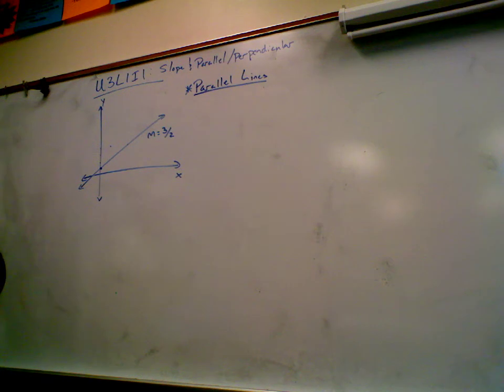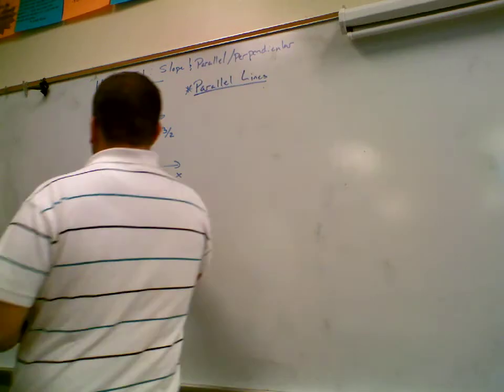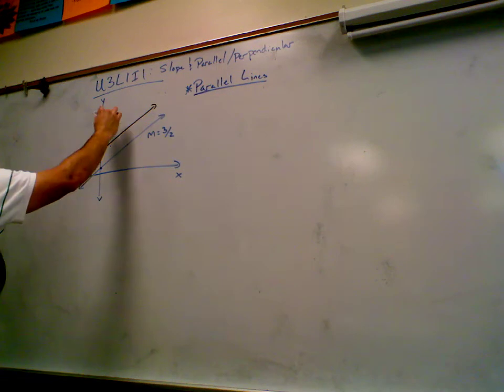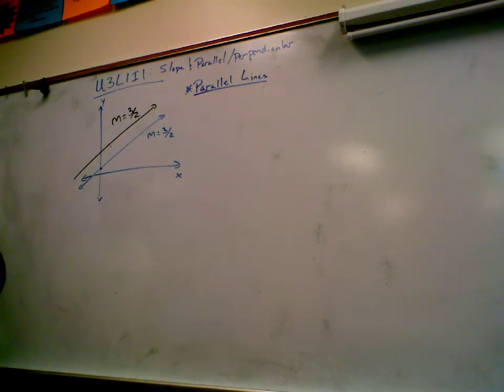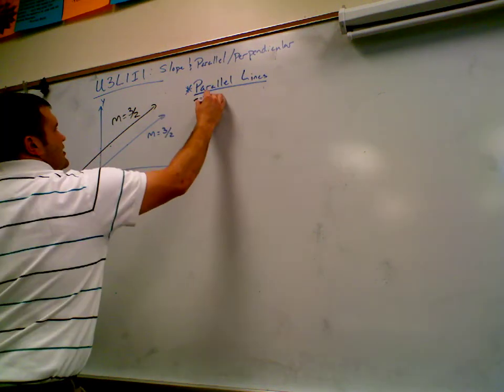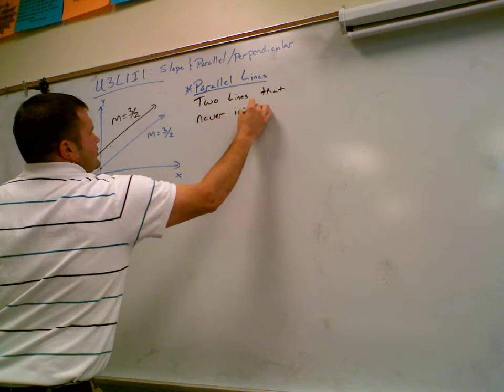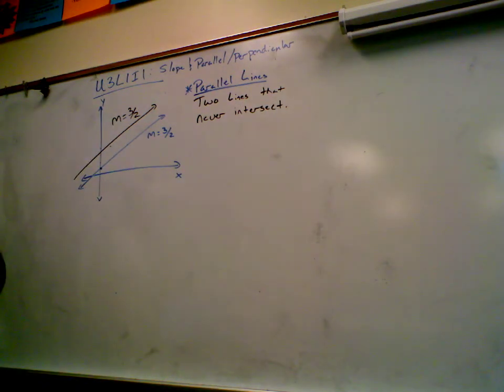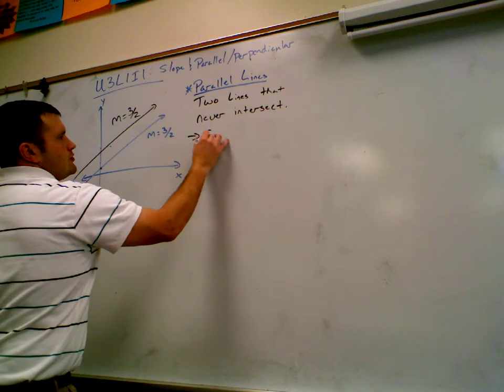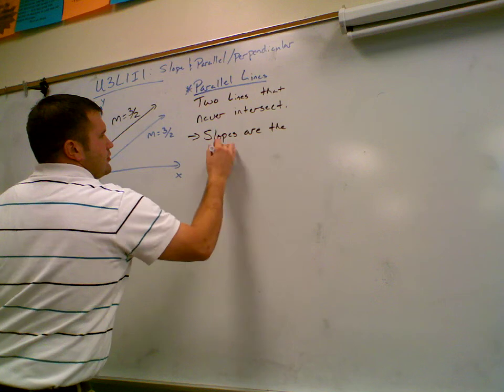Now, I want to draw a line that's parallel to this one. What do we know about those two lines? They have the same slope. How do you know they have the same slope? Because they're next to each other, and they're never going to intersect. So to draw a line that never crosses this one, its slope would also have to be 3/2. That's because parallel lines are two lines that never intersect. And since they never intersect, their slopes are the same.